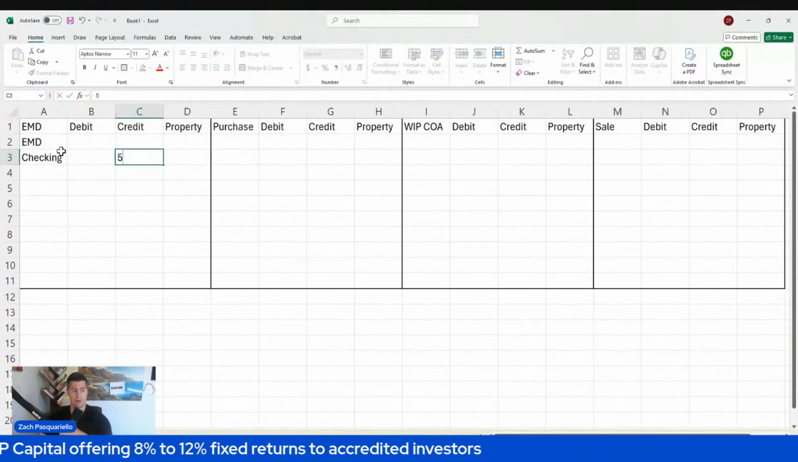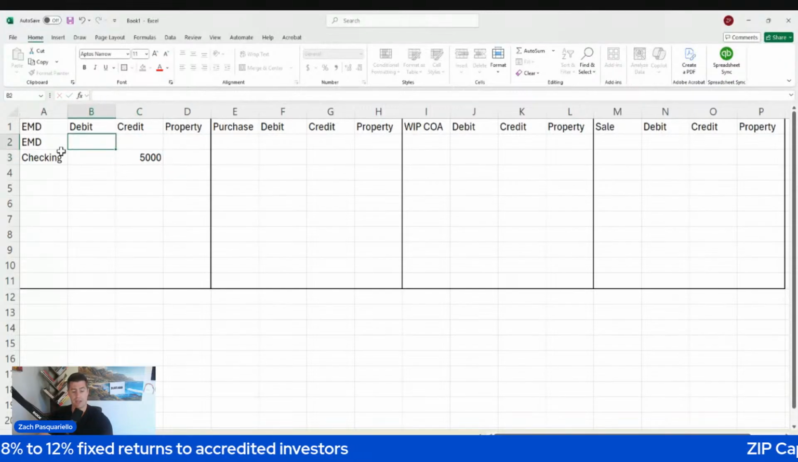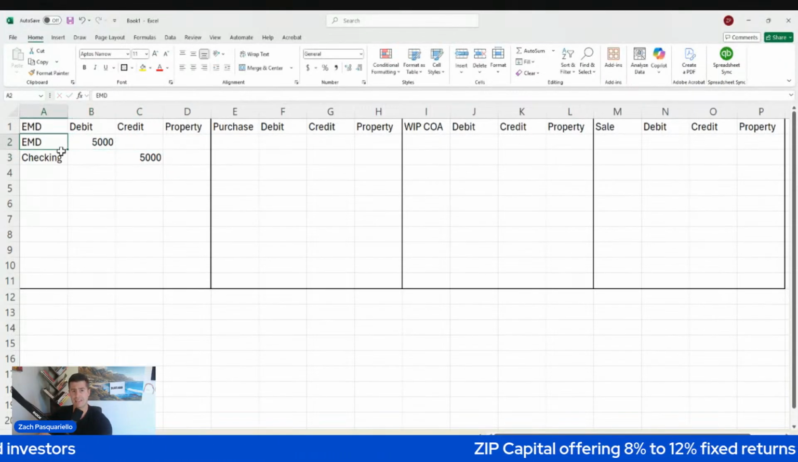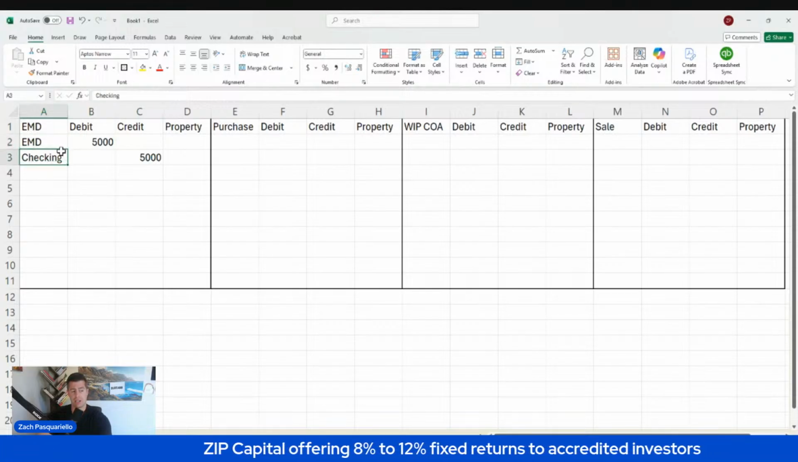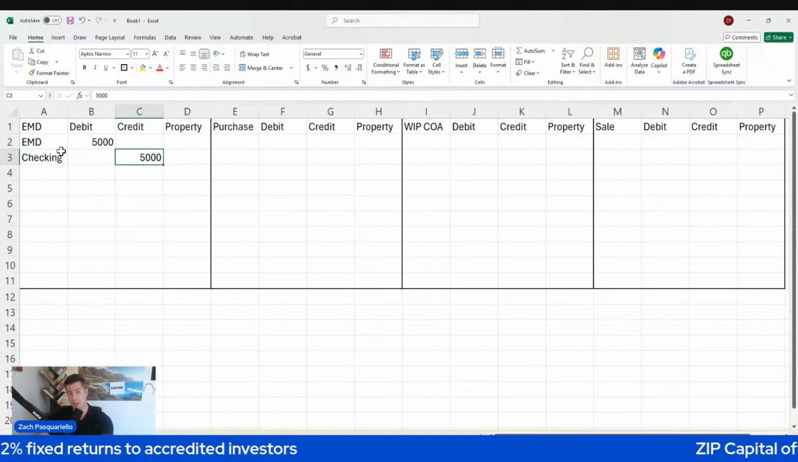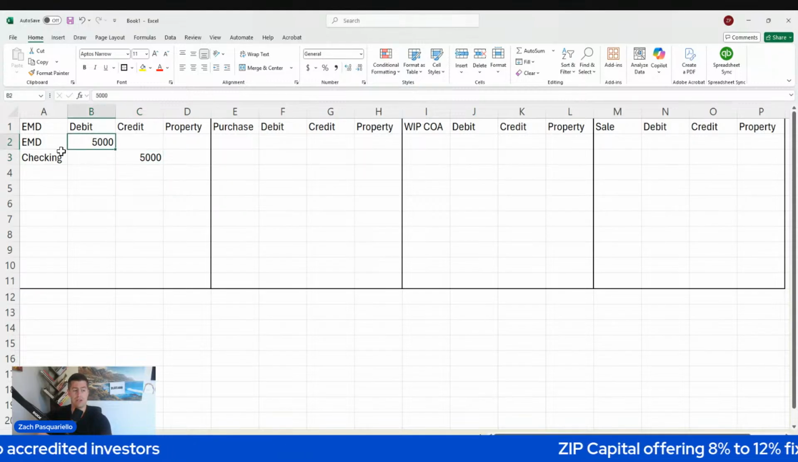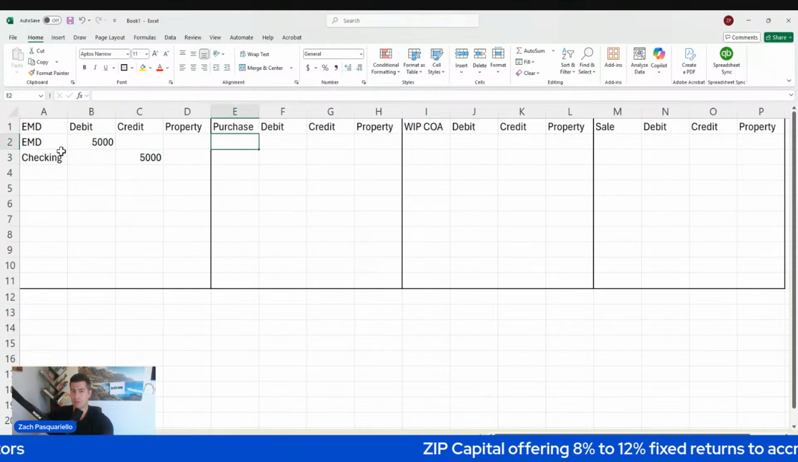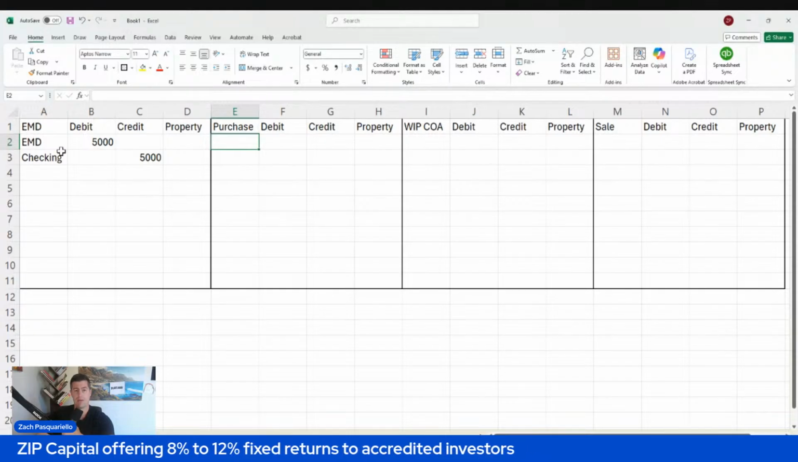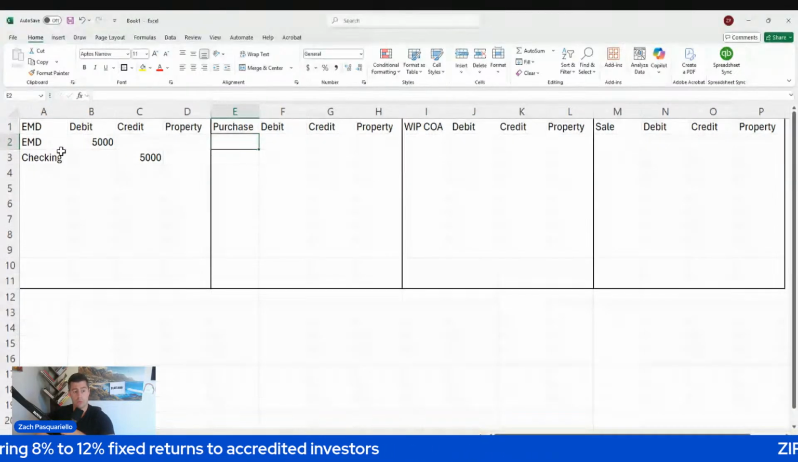For simple purposes, let's call it $5,000. EMD is an asset account. It's an escrow account, earnest money deposit. And the checking account is also an asset account. So we're going to credit the checking account $5,000, decrease the checking account, spend $5,000, and put it into earnest money deposit. That typically happens 30 to 60 days before you purchase a property. It's your down payment so that the broker will work with you.